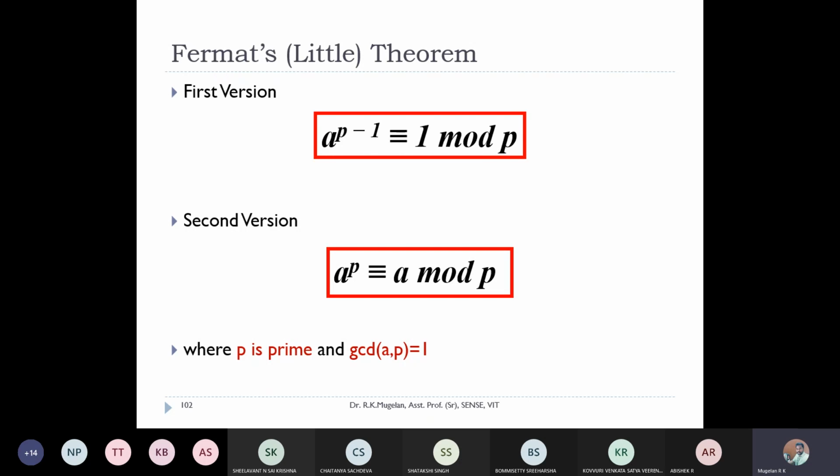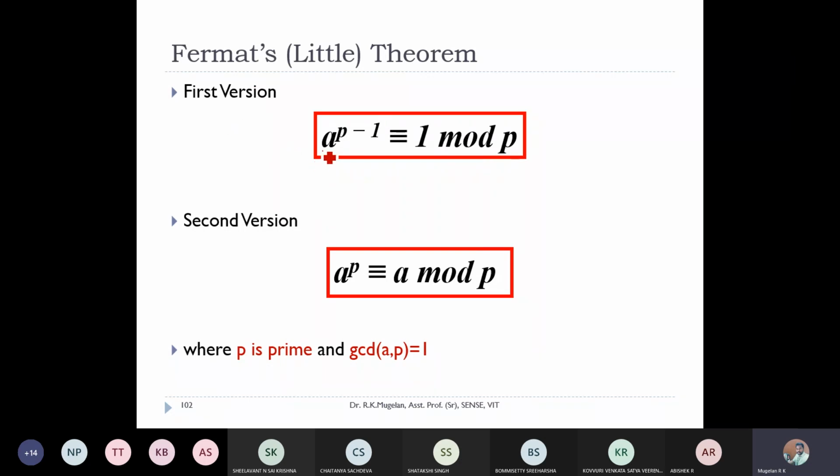So this theorem is used to find solutions very easily, and you can also use this theorem to find the multiplicative inverse. We have discussed that we can use our extended Euclidean algorithm to find the multiplicative inverse. Similarly, we can also make use of Fermat's theorem to find the multiplicative inverse. There are different versions of Fermat's theorem. The first version you can see here.